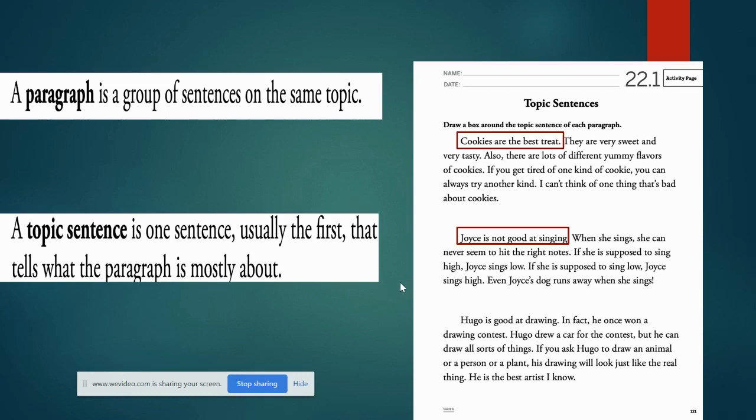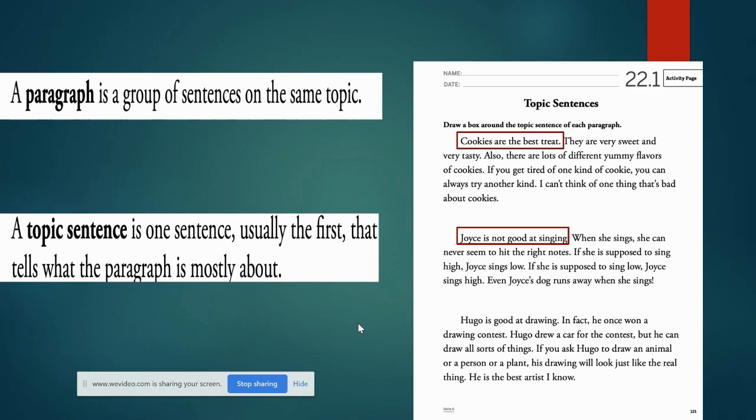Let's read our third paragraph. Hugo is good at drawing. In fact, he once won a drawing contest. Hugo drew a car for the contest, but he can draw all sorts of things. If you ask Hugo to draw an animal or a person or a plant, his drawing will look just like the real thing. He is the best artist I know.